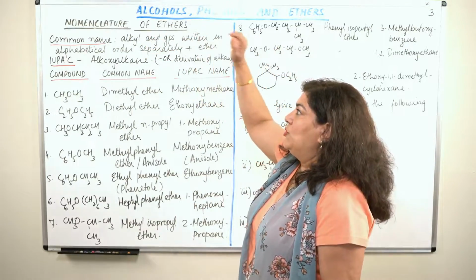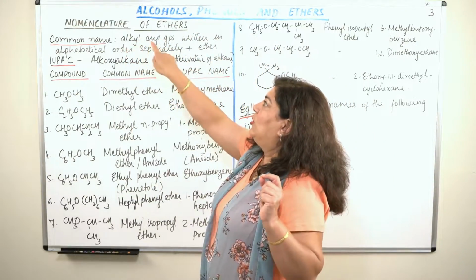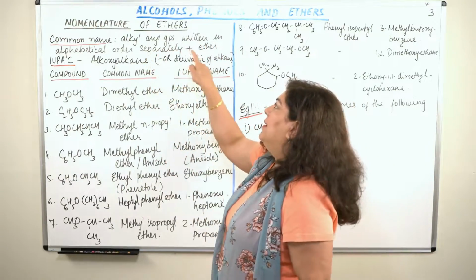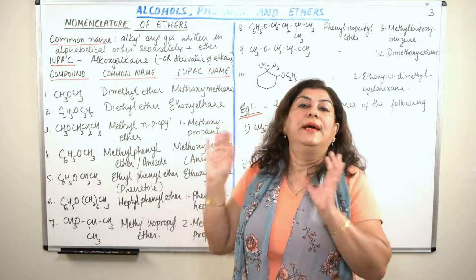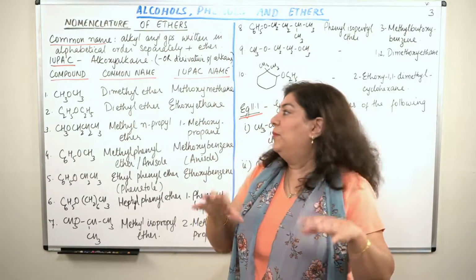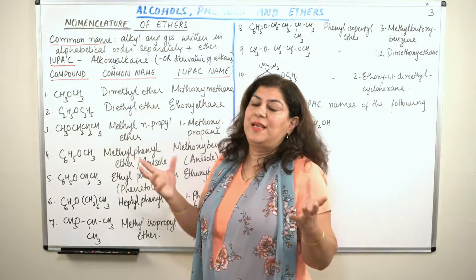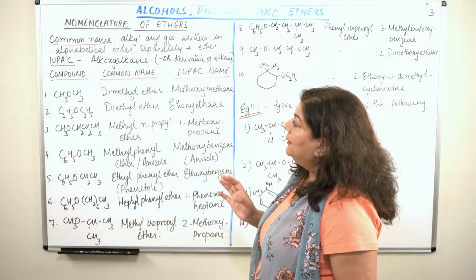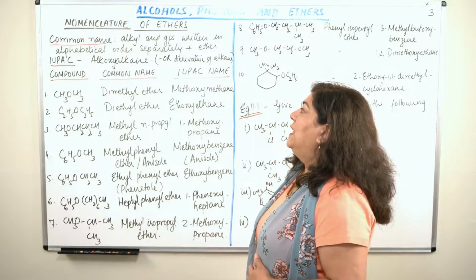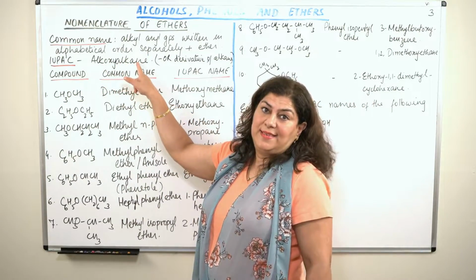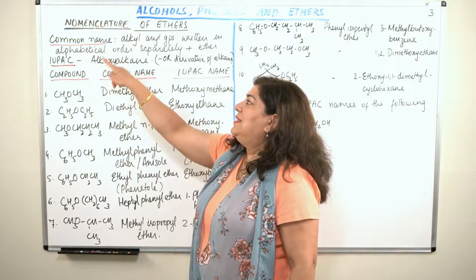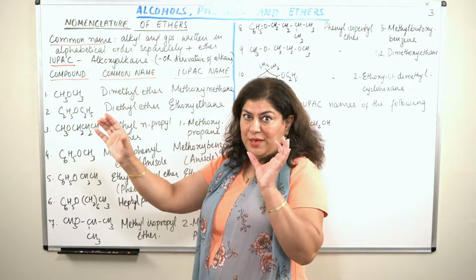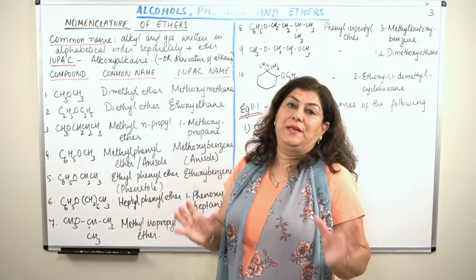And let me again read the rules. In common nomenclature, what do we do? The alkyl or the aryl groups are written in alphabetical order separately. And then the word ether is added to it in the end. Methyl ethyl ether. If both the alkyl groups are the same, then it will become dimethyl ether, diethyl ether, as you will see here. And in IUPAC nomenclature, they are alkoxy alkanes, the alkoxy derivatives of alkanes. So alkoxy becomes the substituent and alkane is the parent hydrocarbon.